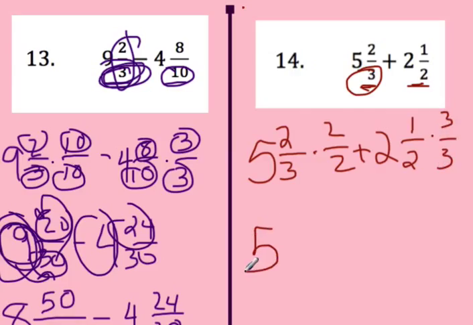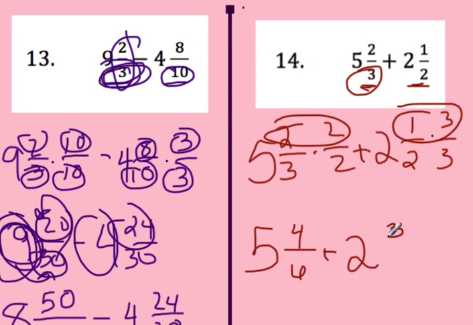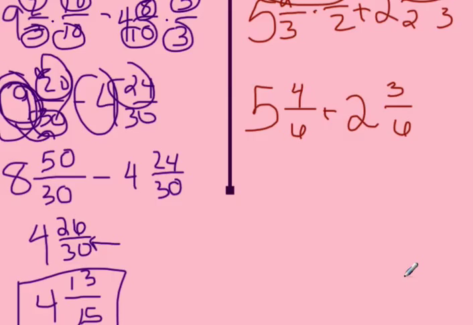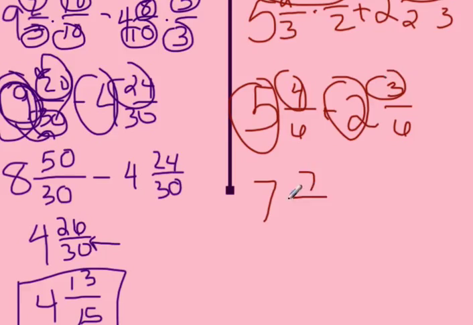So here I have a 5, 2 times 2 is 4, and then on the bottom, 3 times 2 is 6. And here I have a 2, 3 times 1 is 3, and 2 times 3 is 6. So now I have the same number on the bottom. So I'm going to add 5 and 2, and I'm going to get 7. 3 and 4, and then I get 7 over 6.